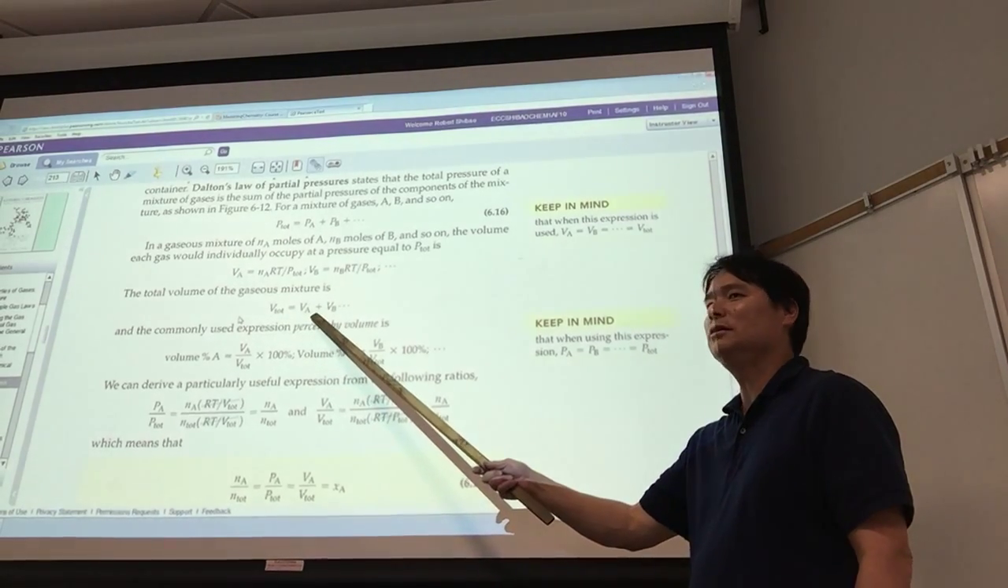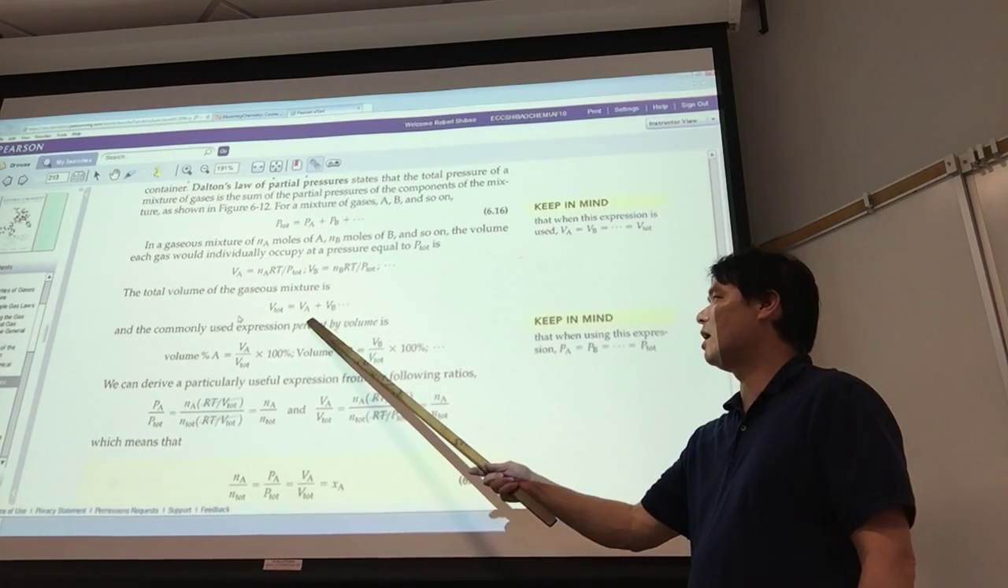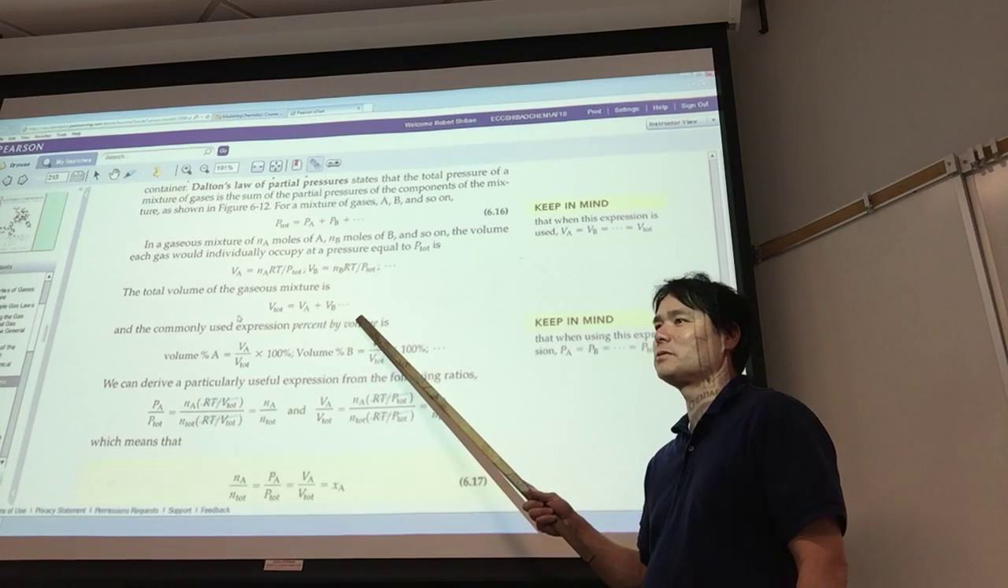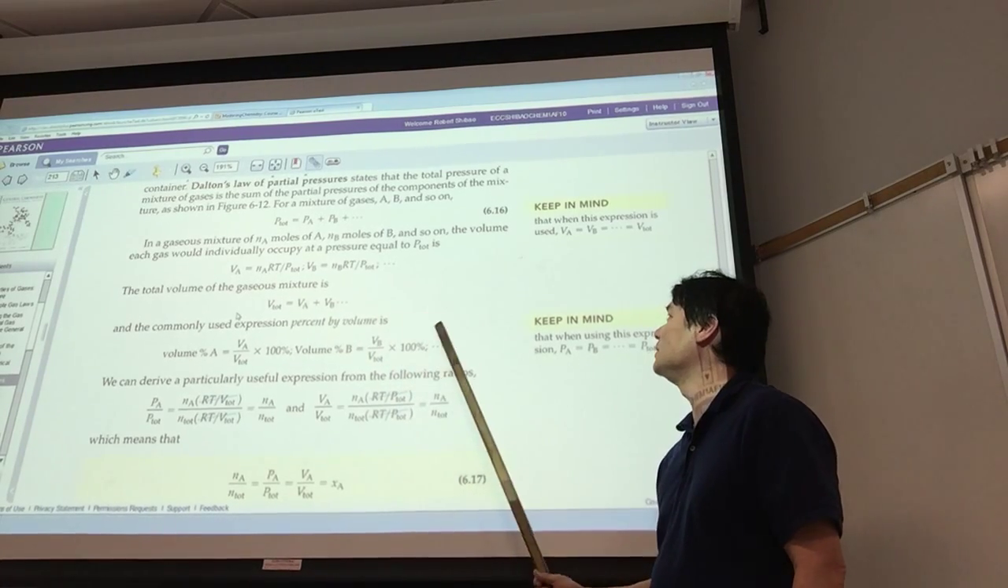This equation is called Avogadro's law. Avogadro says the total volume is equal to the sum of the partial volumes. Okay, this should be 617.